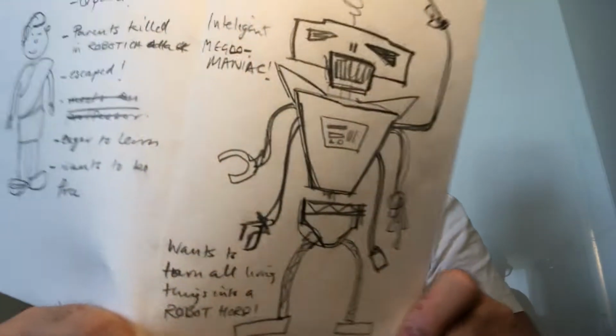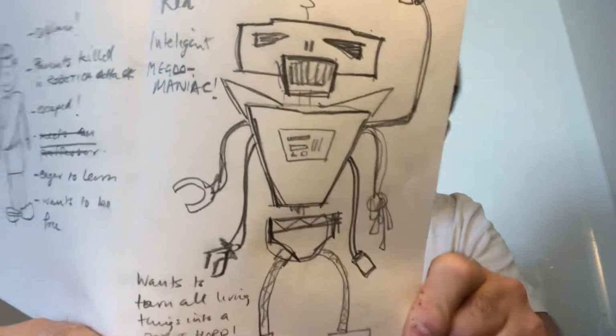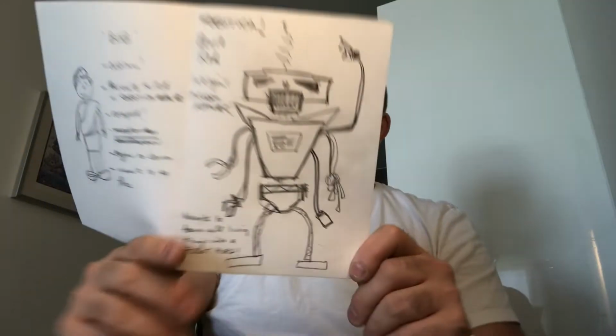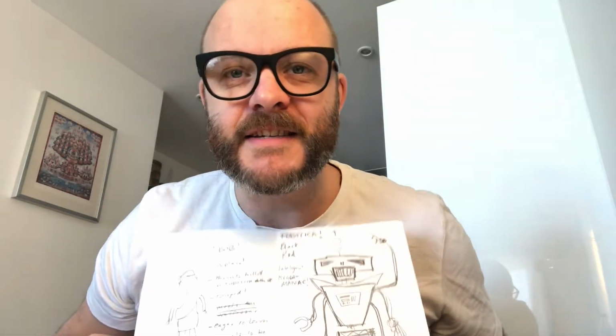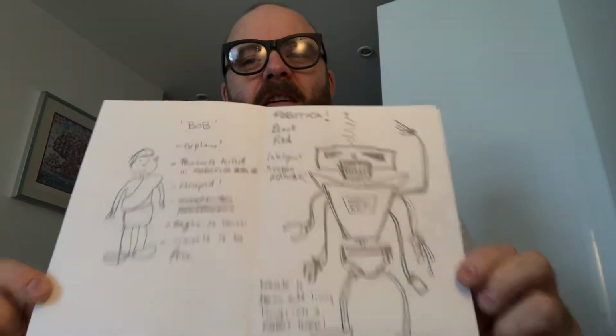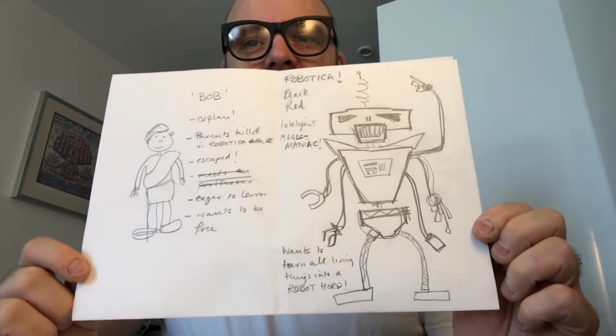He is also megalomaniac, and he wants to convert the world to be robots. So he's constantly assimilating people so that they will become his robotic minions. He thinks that organic people, organic life, is disgusting and needs destroying. So those are my two characters. I did these sketches very, very quickly, and I've got them ready.